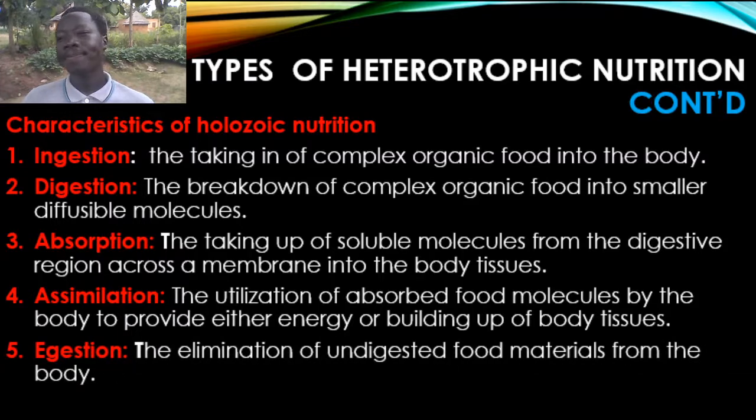After assimilation, in human beings, you as a human being, after eating cassava, there is a lot of cellulose in there also. This cellulose cannot be digested by your body because you don't have an enzyme called cellulase which can digest it. So it must be egested, and that is the process called egestion, which is one of the characteristics of holozoic nutrition, the elimination of the undigested food materials from your body. And that marks the end of the characteristics of holozoic nutrition.